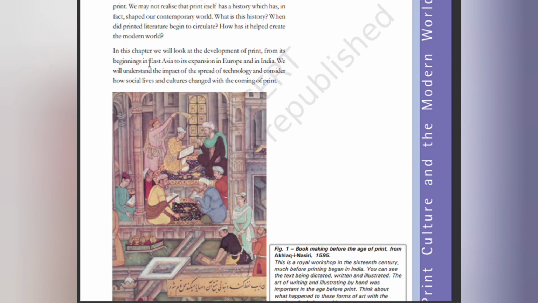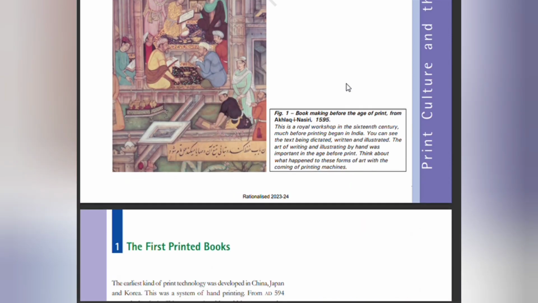In this chapter, we look at the development of print from its beginnings in East Asia to its expansion in Europe and in India. We'll understand the impact of the spread of technology and consider how social lives and cultures changed with the coming of print. Bookmaking before the age of print, from Akbarnama, 1595.